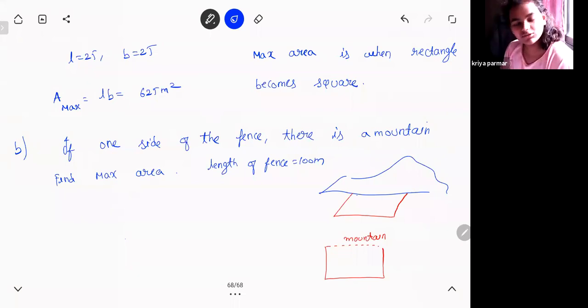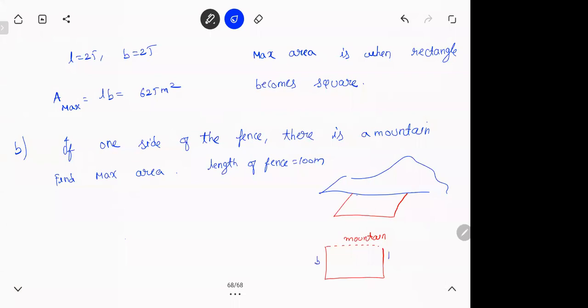One two five zero. Let's see. Now, if you take this length as B, B and L, or you can take L, L, B also. Difference nahi padega. Now, what is the perimeter? L plus 2B, na? Because one side they didn't take the fence only. Got the catch? This will be 100, isn't it?